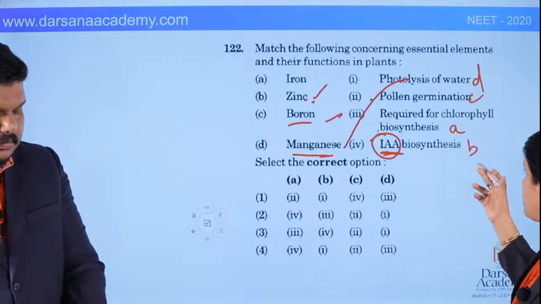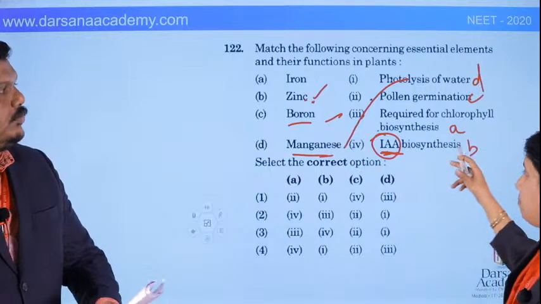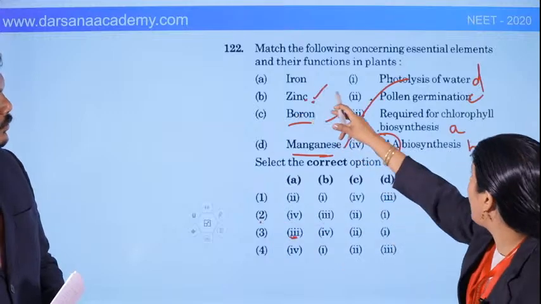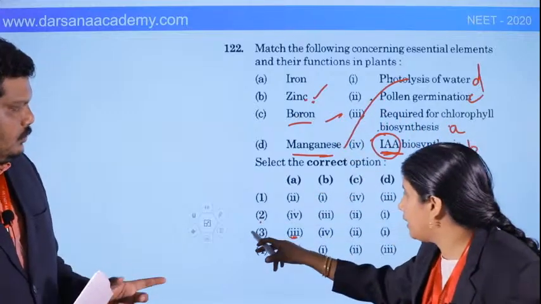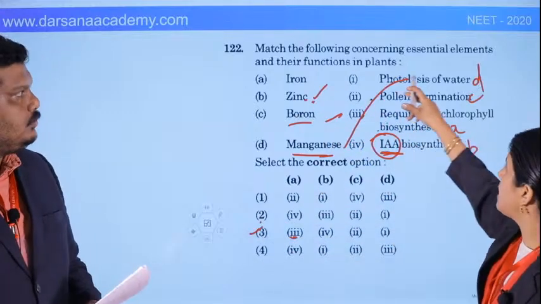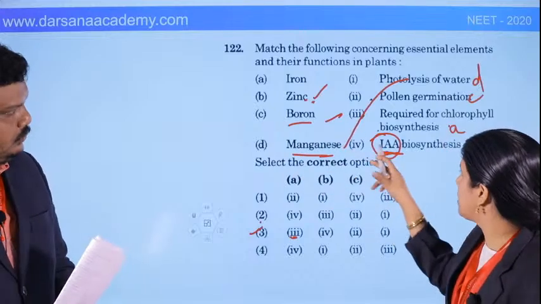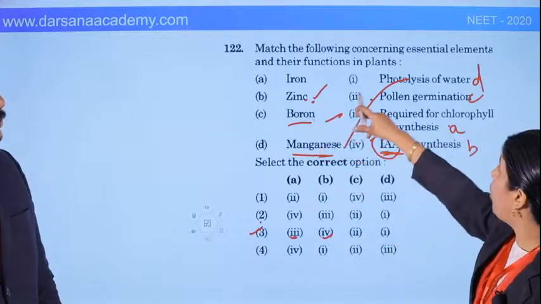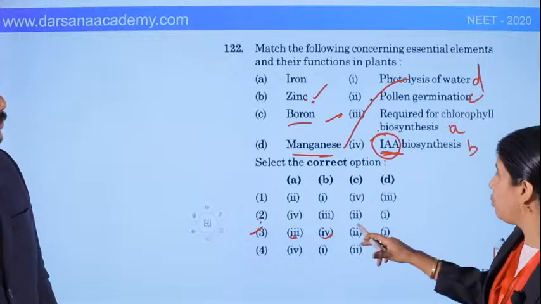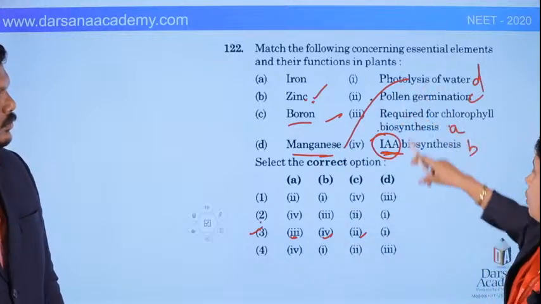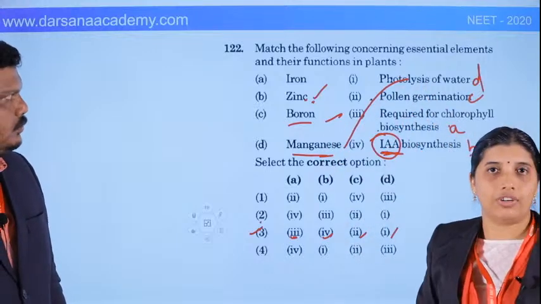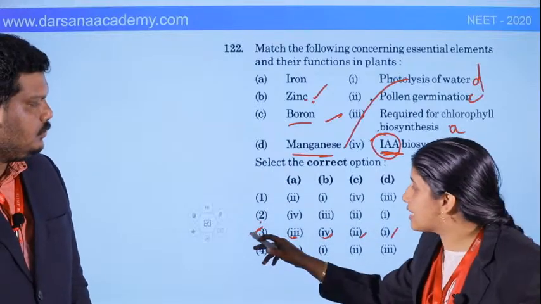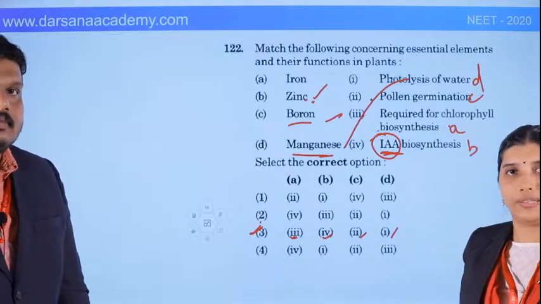What's the answer for this question? We can see that A3, A4 is right. A, that is iron, is required for A3, that is this one. And zinc, we can see IAA biosynthesis, that is 4, yes. Next, boron, pollen germination, that is C2, yes. And manganese, photolysis of water, this one. What's the answer for this question? We can see that question number 122, 3 is the correct answer.